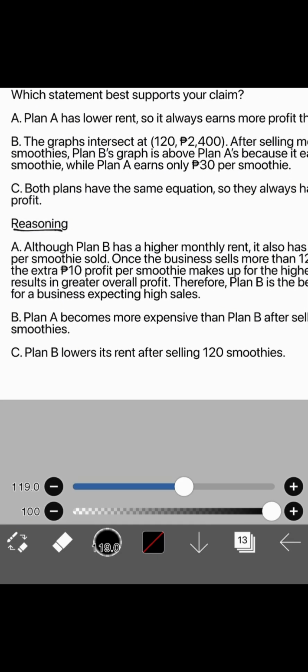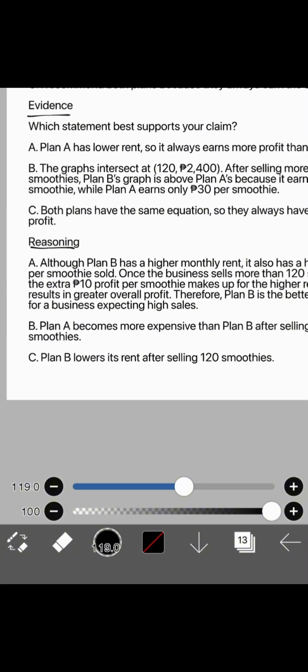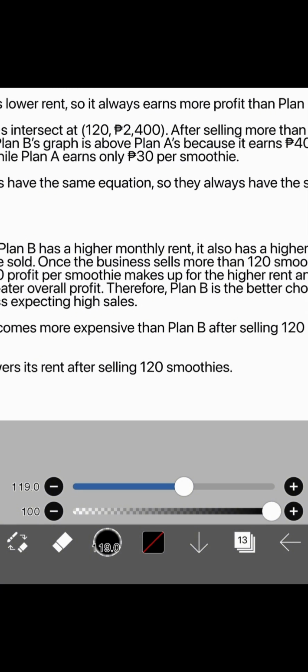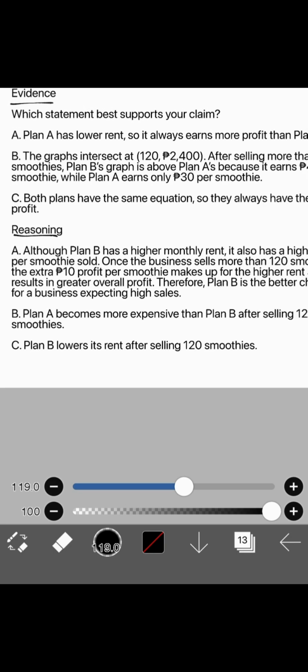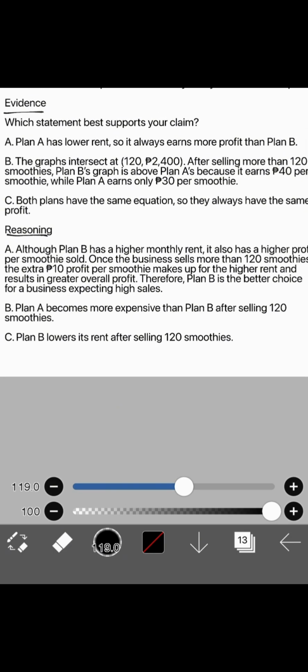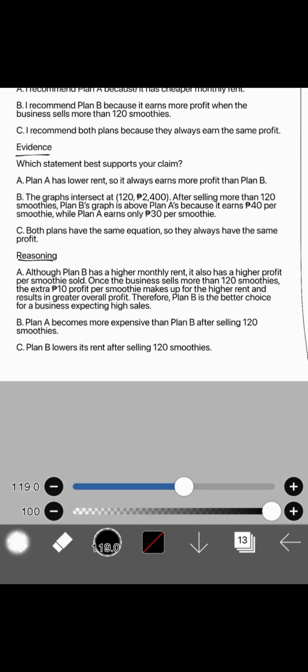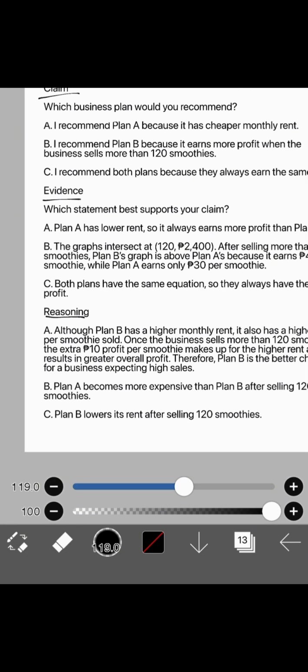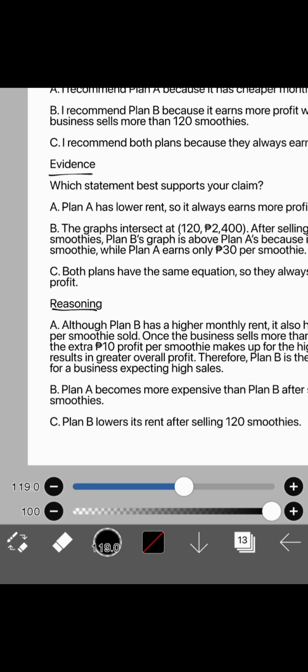Reasoning. A, although plan B has a higher monthly rent, it also has a higher profit per smoothie sold. Once the business sells more than 120 smoothies, the extra 10 peso profit per smoothie makes up for the higher rent and results in greater overall profit. Therefore, plan B is the better choice for a business expecting high sales. B, plan A becomes more expensive than plan B after selling 120 smoothies. C, plan B lowers its rent after selling 120 smoothies. I'll give you a moment to think. If you picked B for claim and then B for evidence and then A for reasoning, then you're correct.